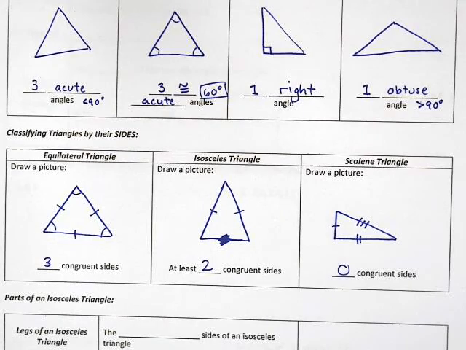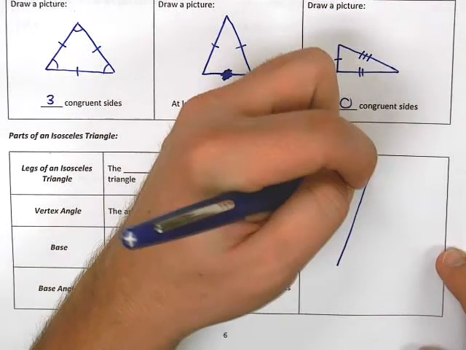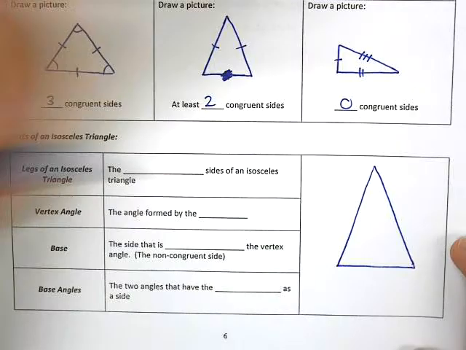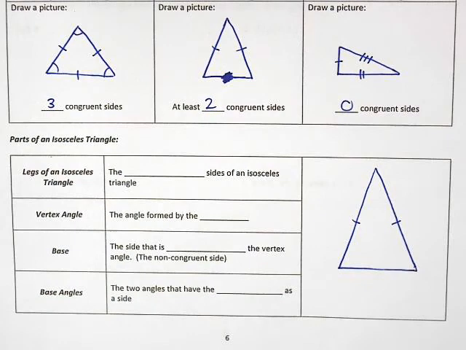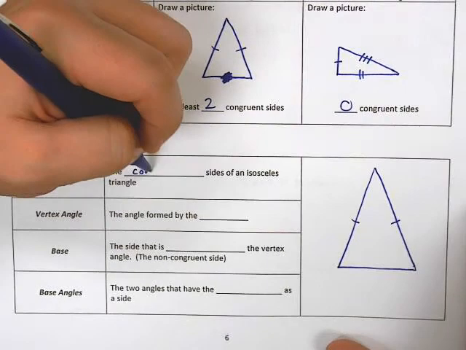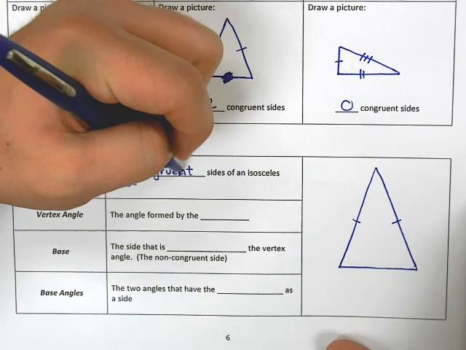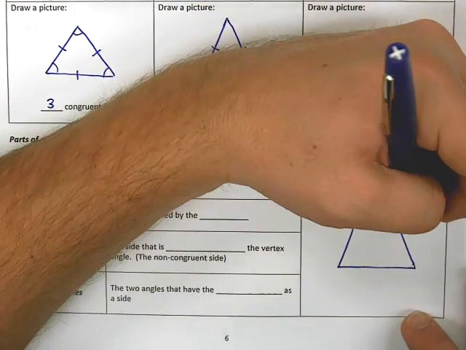And now we move on to focusing in on isosceles triangles. All right, I'm going to draw one, a nice big isosceles triangle. I know it has that, two congruent sides. And we're going to label some things, okay? So the legs of an isosceles triangle are the congruent sides. Oh, I can't spell. Congruent. Sorry about that. So this is a leg, and this is a leg.